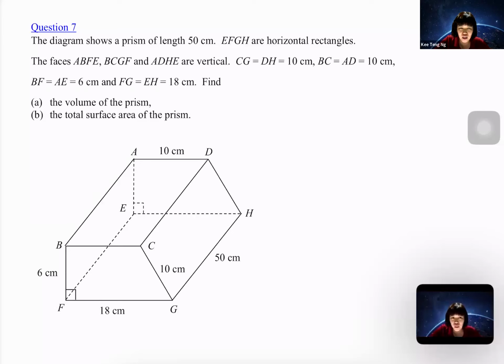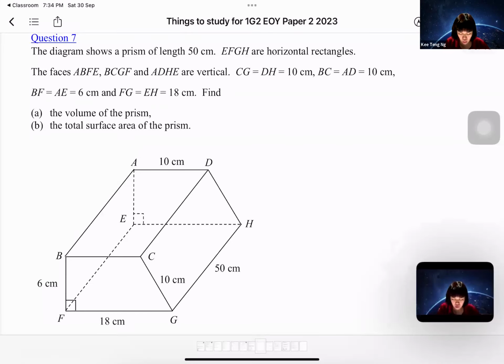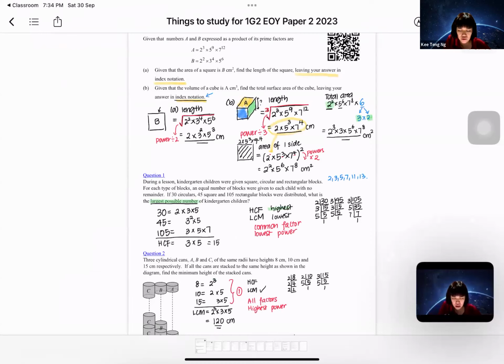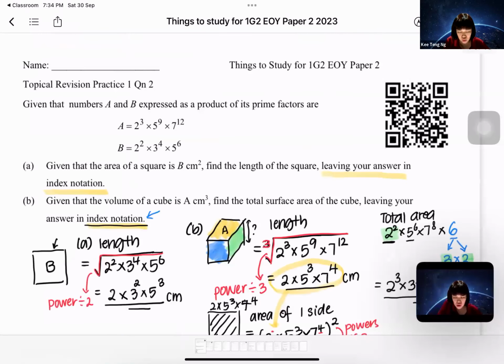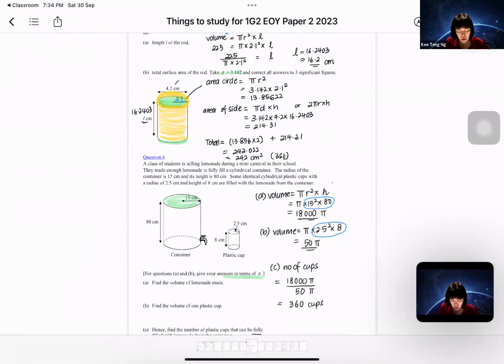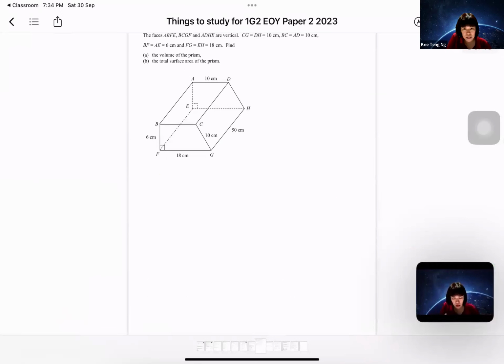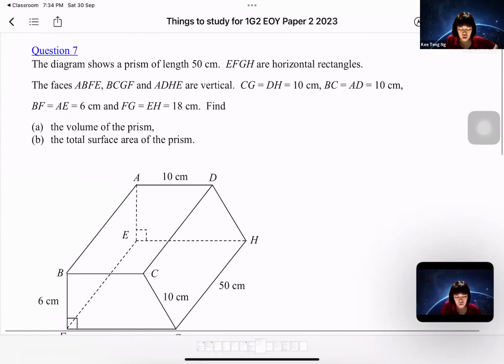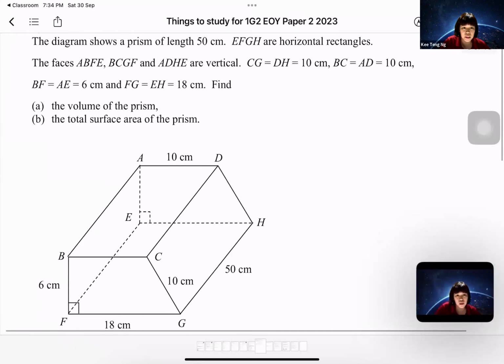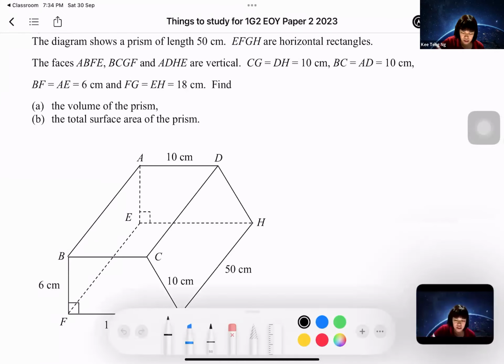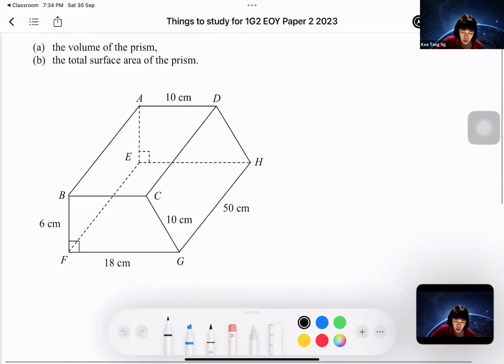Okay, now today we're going to continue with the second part of our things to study for 1G2 EOY paper 2. Right, we already covered quite a number of concepts. So now we're going to continue with the next question, question number 7. The following diagram shows a prism of length 50 cm. So this one is the length.